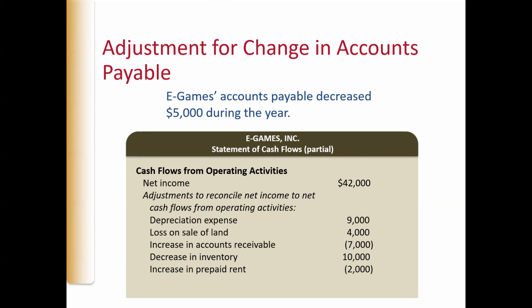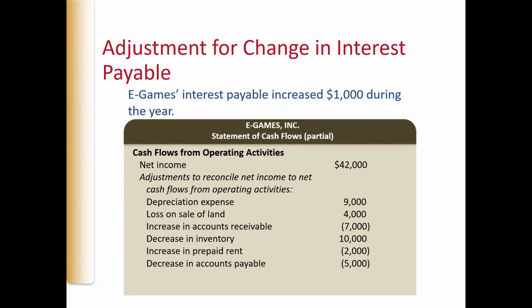Because we use cash to decrease accounts payable, we're going to subtract that in our operating activity section. eGames interest payable increased $1,000 during the year. We'll add that.